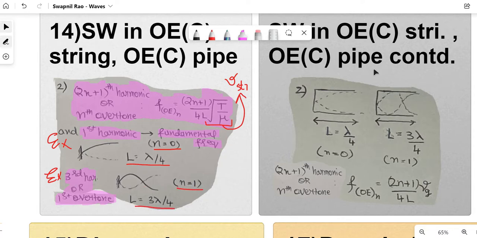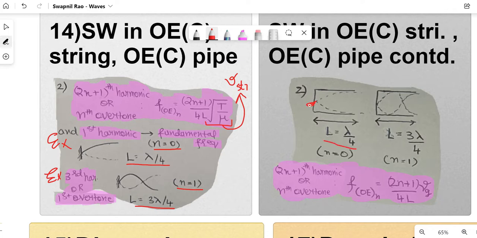In the same way, for a one end closed pipe, when one end is closed, it would be the same thing as over here in terms of formula. As you can see, the 2n plus 1th harmonic or nth overtone for one end closed is equal to 2n plus 1 by 4l Vg. So it's the same thing, 2n plus 1 by 4l, that much is the same. But here, because this is a pipe, not a string, instead of using the velocity of the string, under root t by mu, we'll be using Vg, and I'll be telling what Vg is in the bottom in a couple more minutes.